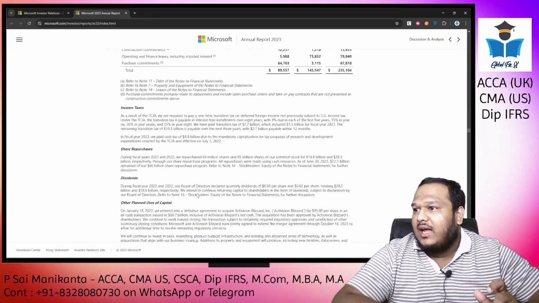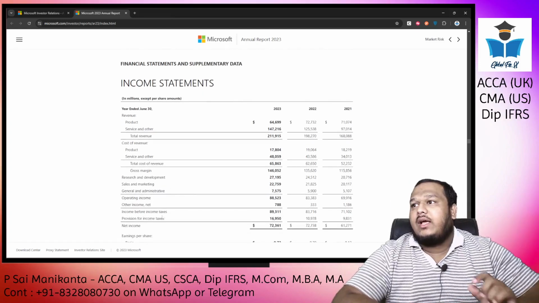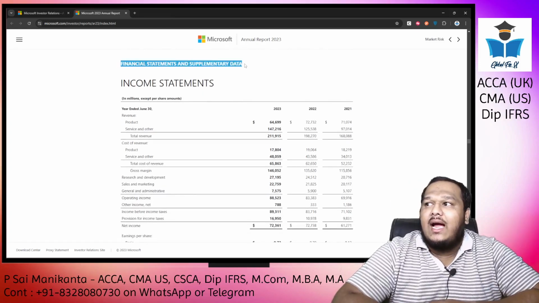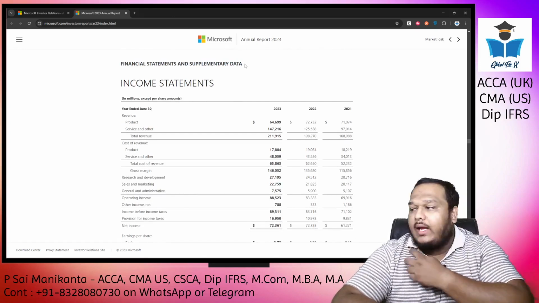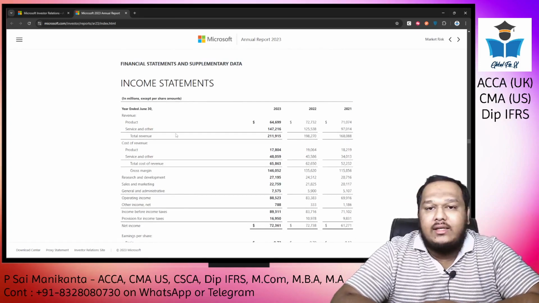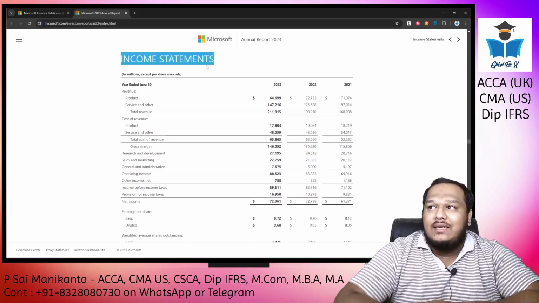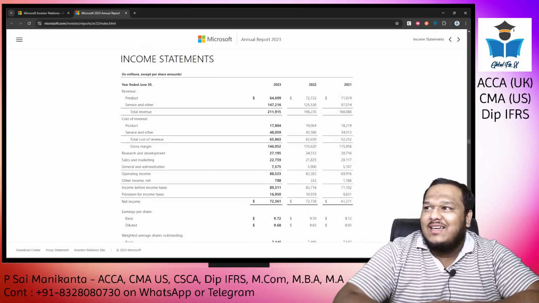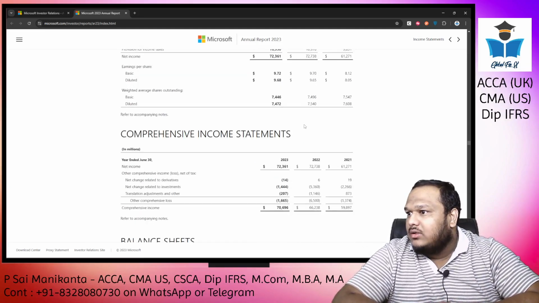So each line item they are going in detail. Again, research and development. Okay, there you go. Financial statements and supplementary data. This is what we are planning to look at. We are trying to find. So here you can see this is the income statement. So then why are they saying statements? Because I believe, just a second.